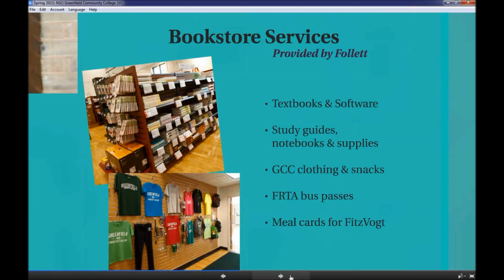They also have all of your GCC clothing, which is popular with many of our students. And several of our students also need public transportation, so our FRTA bus passes, as well as meal cards for our food vendor, which is Fit to Vote. All of those things can be purchased here, and they can be purchased with your financial aid.